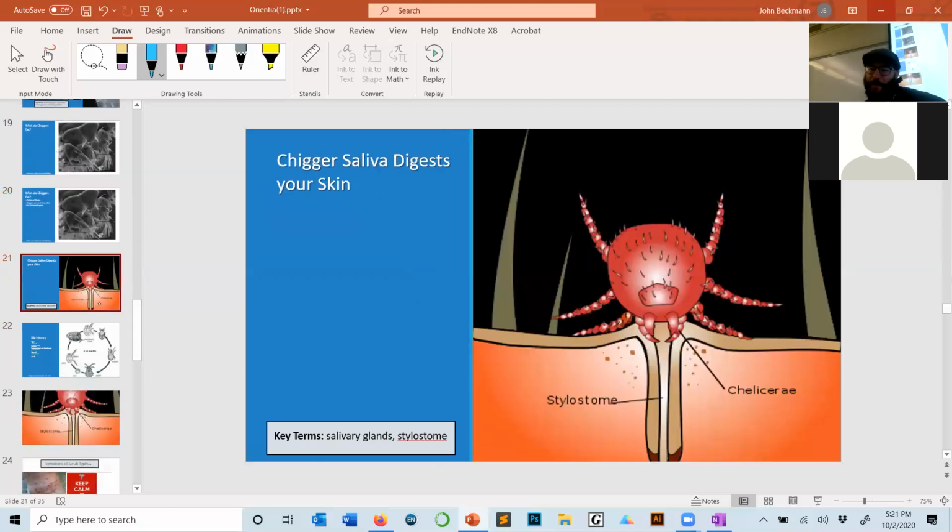We've seen this picture before. This is what I was describing, this sort of wound in the skin. It's called the stylostome. So they're spitting these digestive juices. Their digestive juices in their saliva cause digestion of your skin, like a hole in your skin, and they just suck up. And this is the wound. Okay. So if that's the wound, how do you get the disease? If the Orientia are in this creature, how do you get the disease? How do you get scrub typhus from this thing?